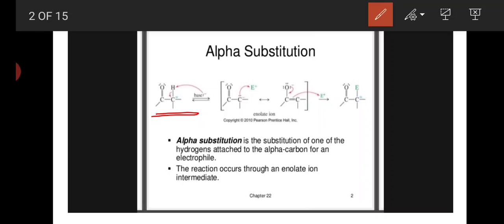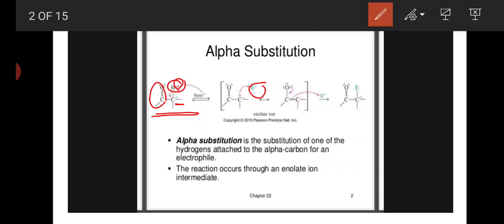Here, this compound is an alpha hydrogen containing compound. This is the functional group. The carbon adjacent to the functional group is the alpha carbon. The hydrogens attached to the alpha carbon are called alpha hydrogens. Here, these are the alpha hydrogens. These alpha hydrogens are substituted by an electrophile. E plus means electrophile.